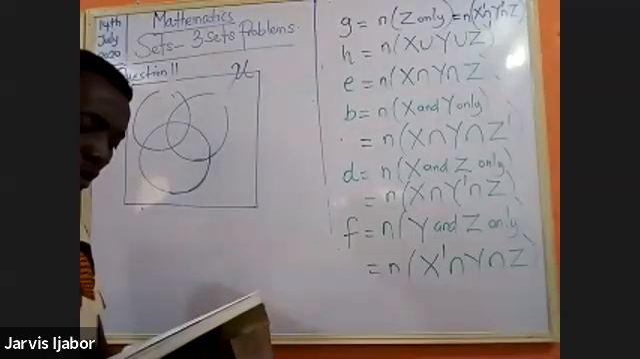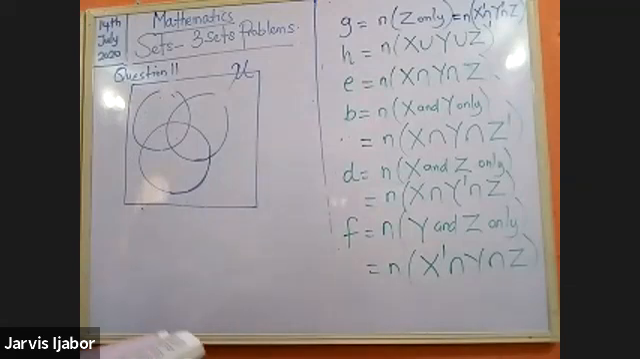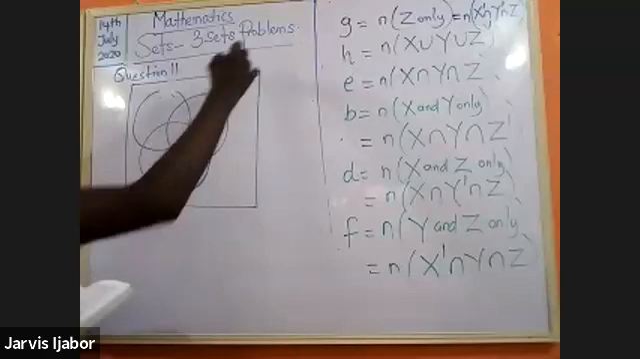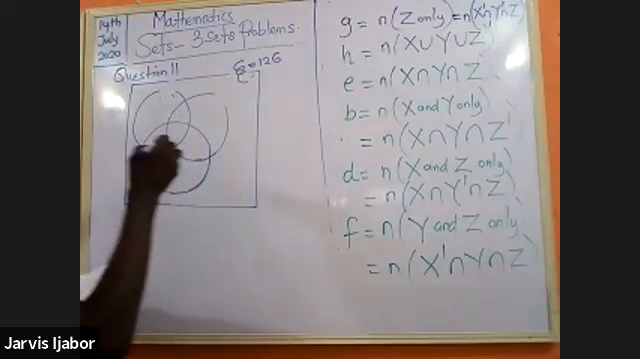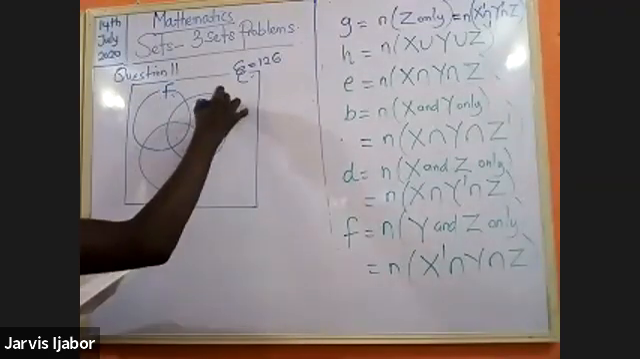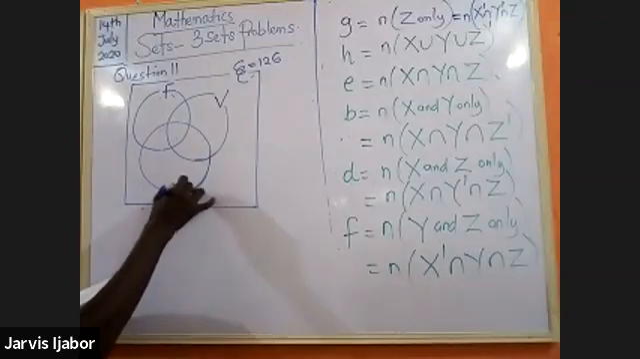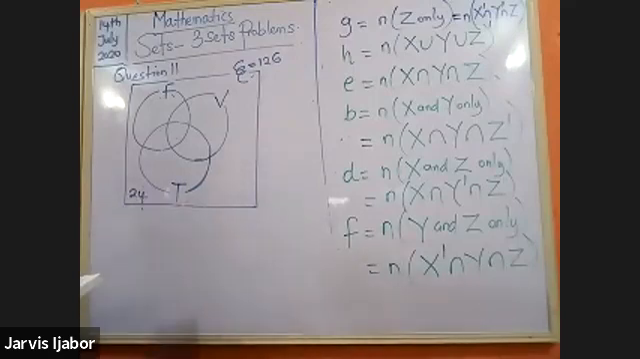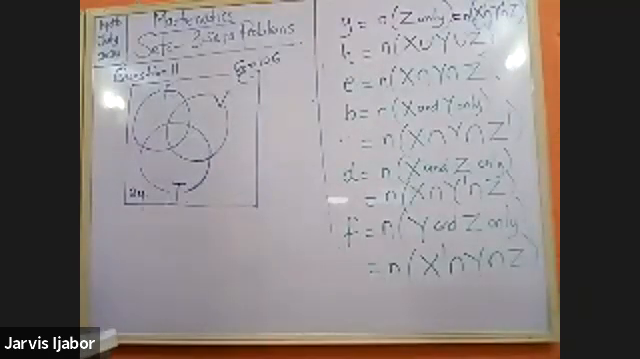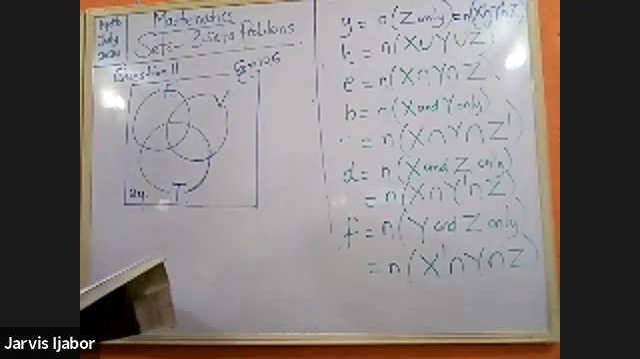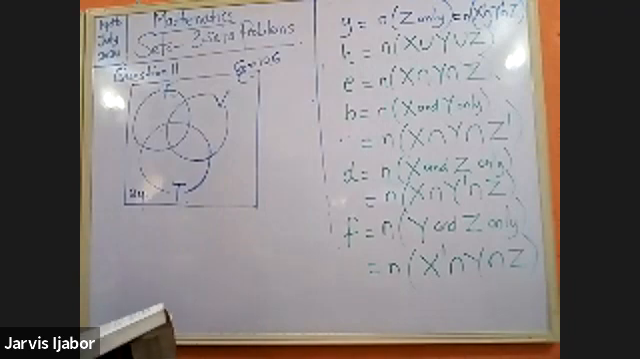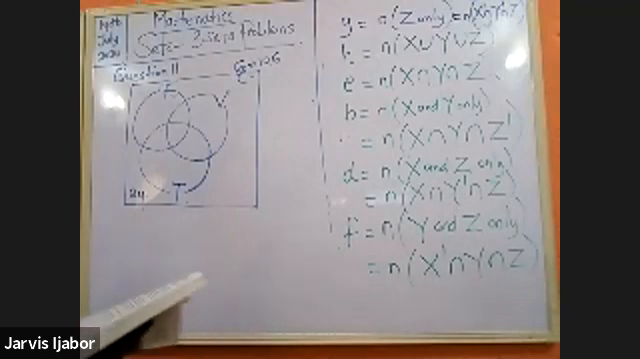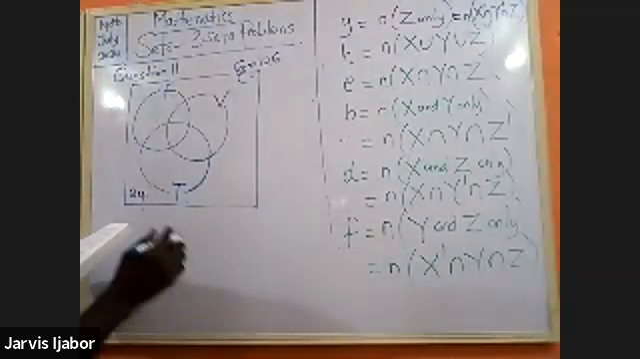Now, question 11 says, the figure shows the result of a study of 126 students. It means that the universal set is given as 126. This is F. This is V. This is T. And this is 24 here. Now, F represents the students who play football. V represents the students who like playing volleyball. And T represents the students who like playing tennis. The question says, hey, how many students like, okay, maybe I should fix in the details first.